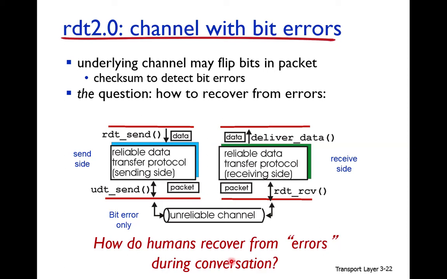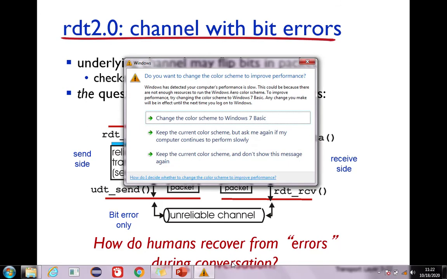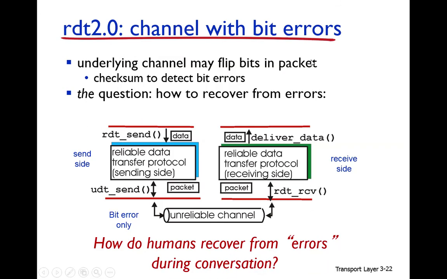So here it means that when my friend is saying "okay, okay," this is a feedback mechanism, a positive acknowledgement, that he is understanding my voice, my talk. If he doesn't understand my talk, what will he say? He will say, "Oh, please repeat it." So how do humans recover from errors during conversation?